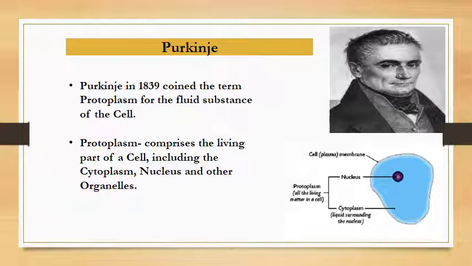Purkinje in 1839 coined the term protoplasm for the fluid substance of the cell. Protoplasm comprises the living part of a cell, including the cytoplasm, nucleus and other organelles.